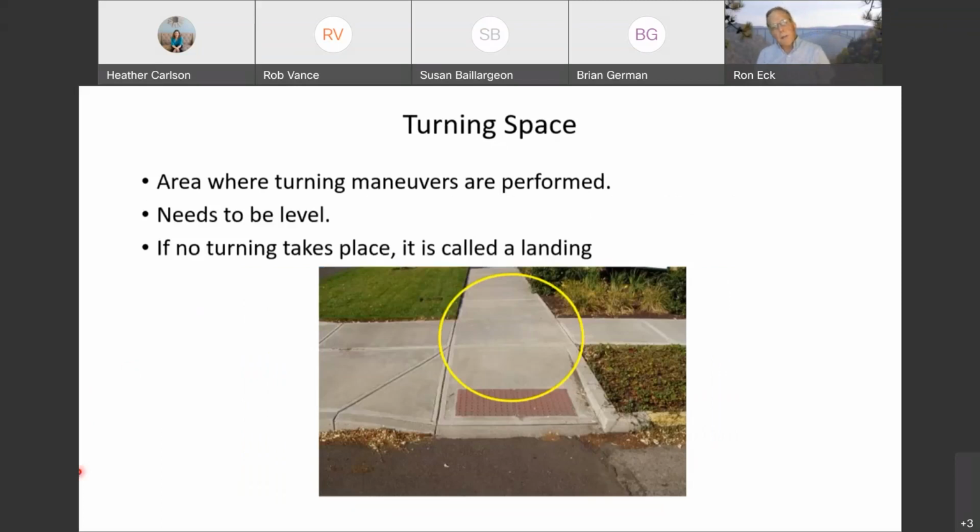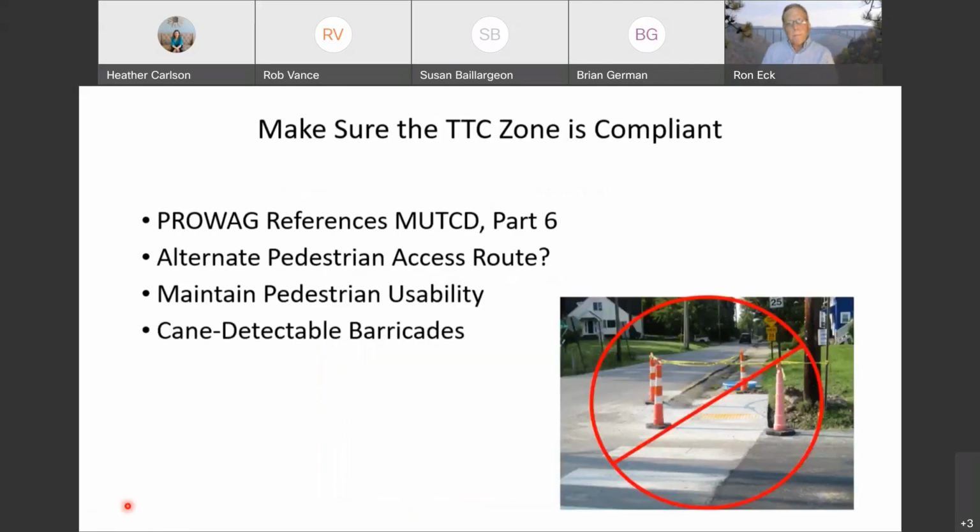Turning space. This is the area where someone in a wheelchair or using a walker or crutches makes their turning maneuvers, and it should be level, meaning 2% cross slope or less. If no turning takes place, for example, if someone in a wheelchair came up the ramp and was proceeding into the photograph here in the background, just going straight ahead, in that case, for them, it would be a landing. They're not actually making a turn in that space.